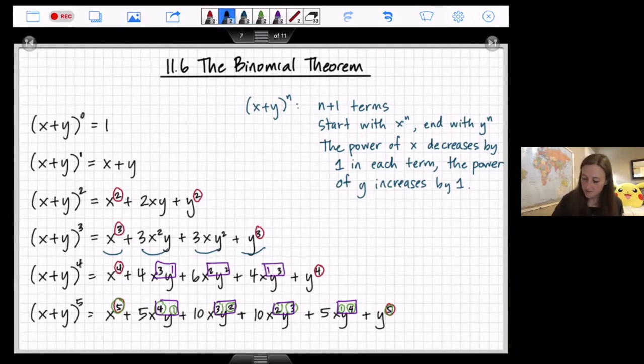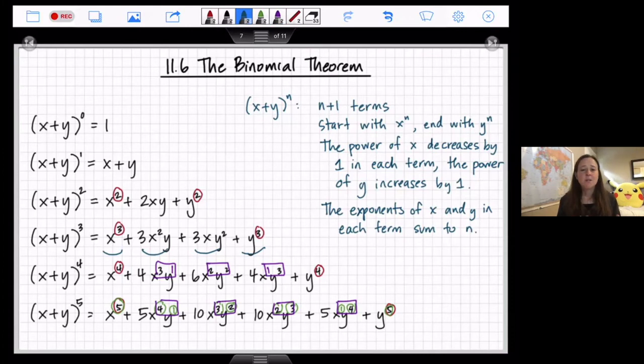Okay. So the exponents of x and y in each term sum to n. So it seems like we can totally predict what's going on with the x's and the y's. The only thing we haven't talked about is those coefficients. So in the x plus y to the 5th, the 1, 5, 10, 10, 5, 1 coefficients that are stuck on each term, how do we predict those?